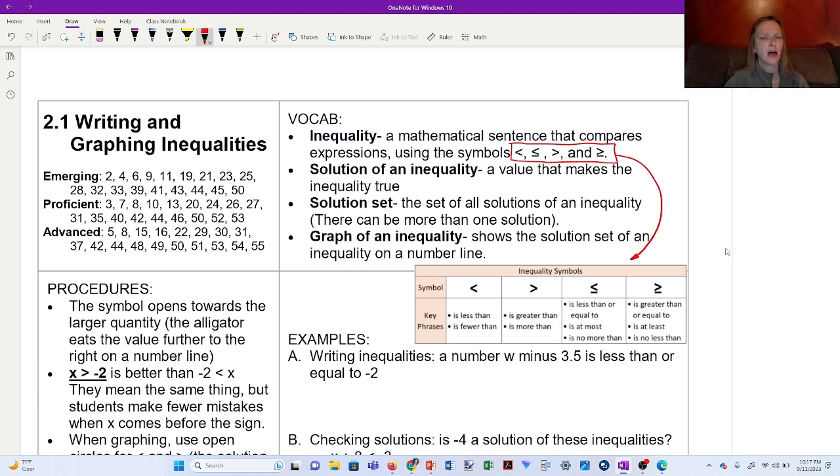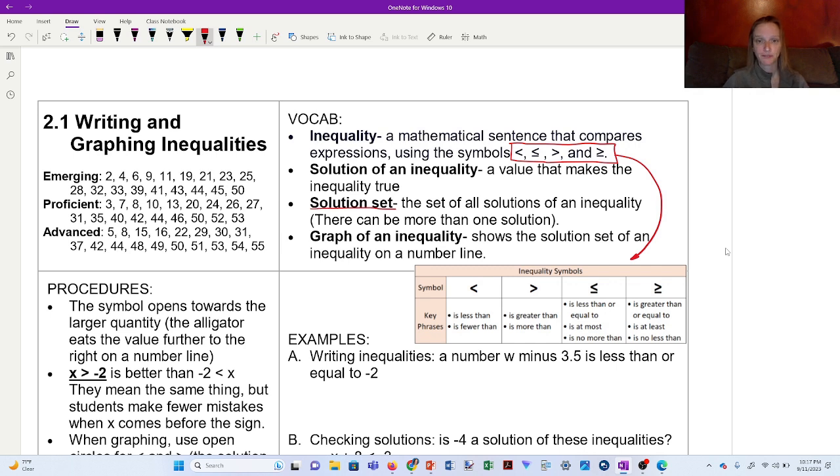Let's also look at the solution of an inequality. What's a solution of an inequality? That's any value that makes the inequality true. There can be more than one value that makes the inequality true. So we don't usually just talk about solutions, we talk about solution sets. We have a whole variety of numbers that can make an inequality true. And then the graph of an inequality shows the solution set on a number line.